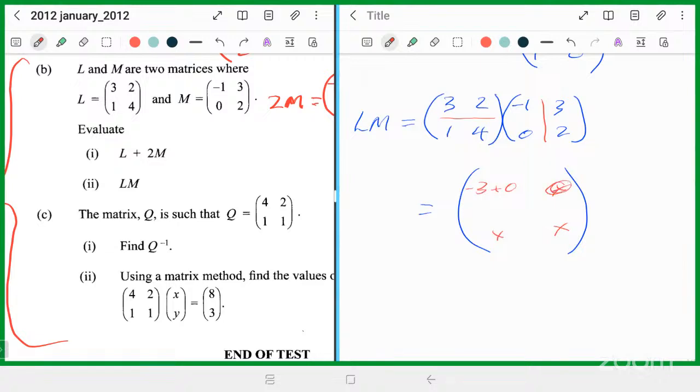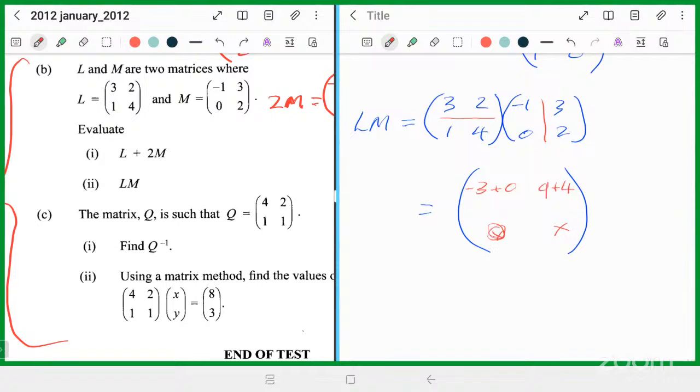Now, this second value here is positioned in the first row and the second column. So to get it, we have to multiply this first row by this second column the same way again. It is first element in the row by the first element in the column, second element in the row by the second element in the column. That's 3 times 3 and 2 times 2. The 3 times 3 is 9, and the 2 times 2 is 4.